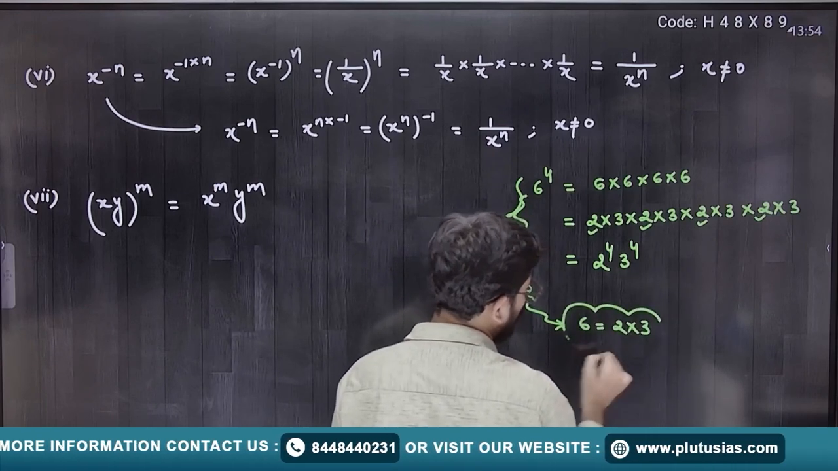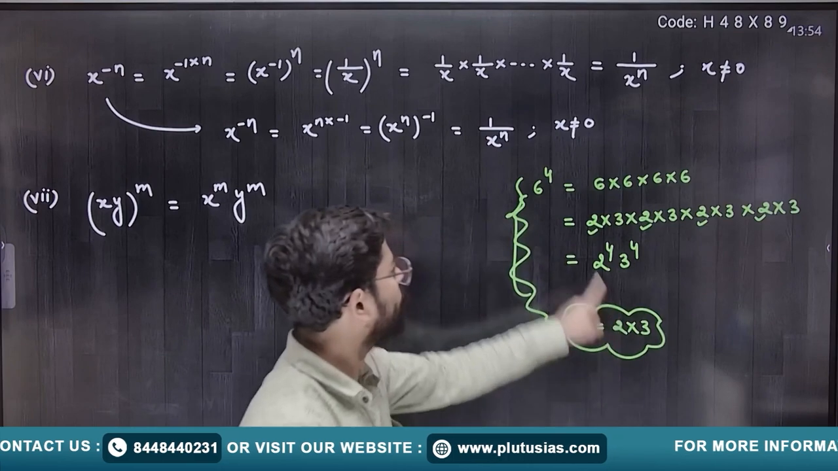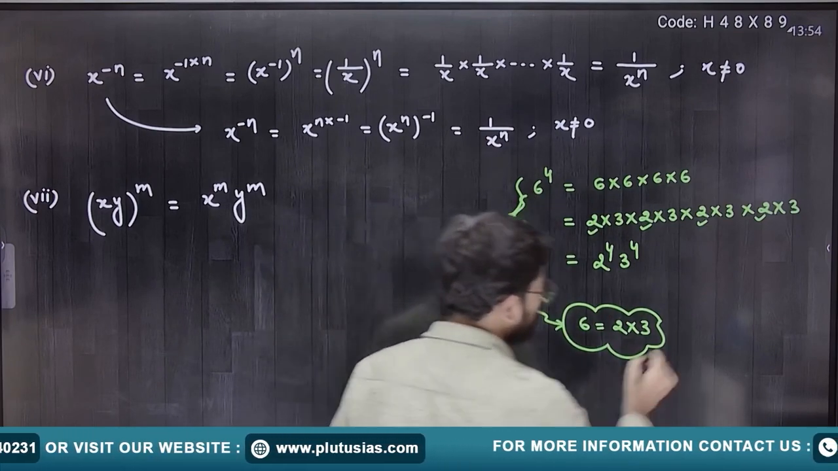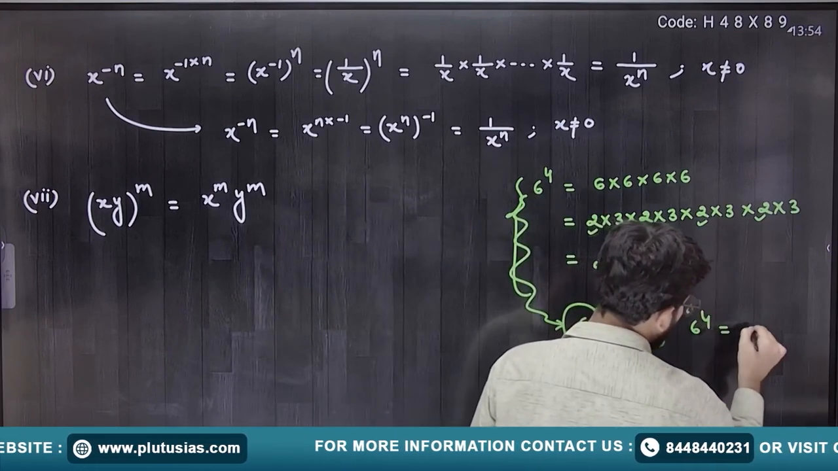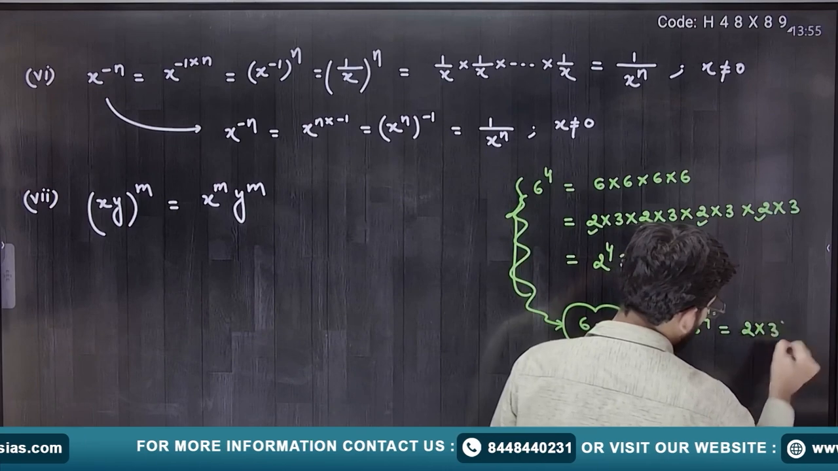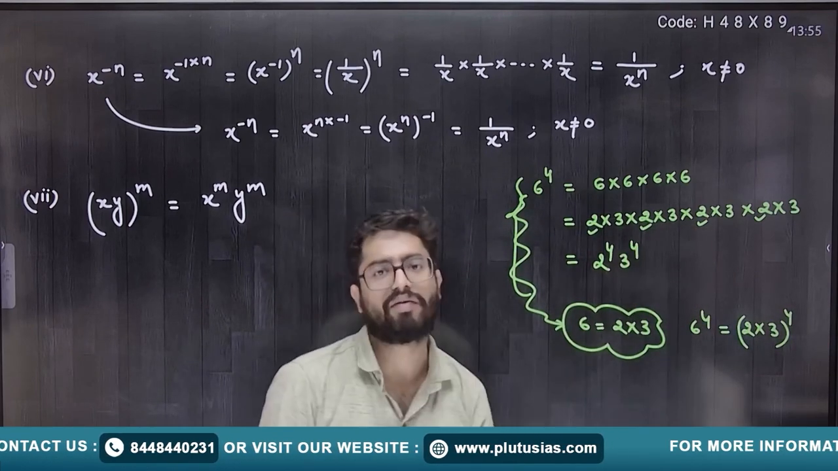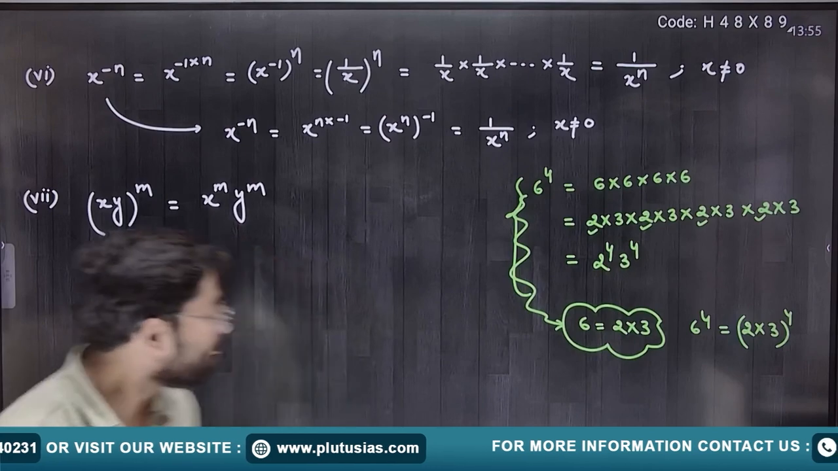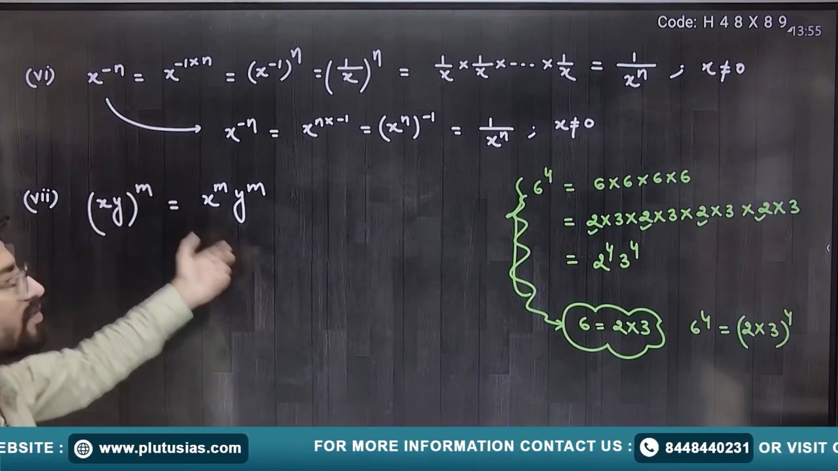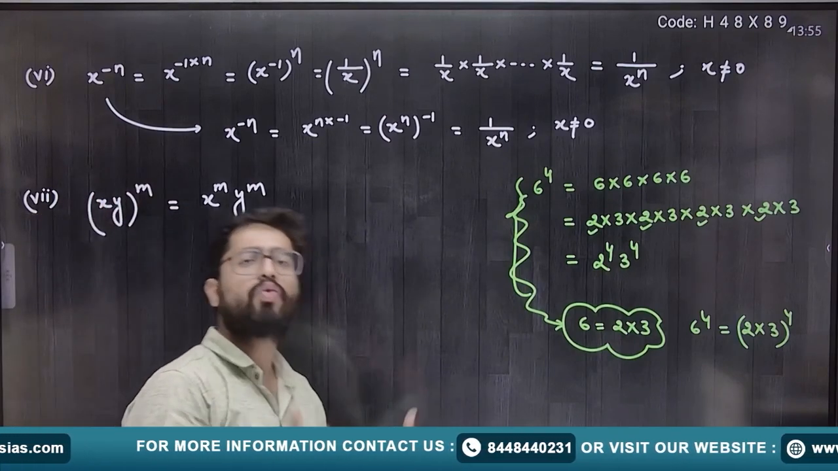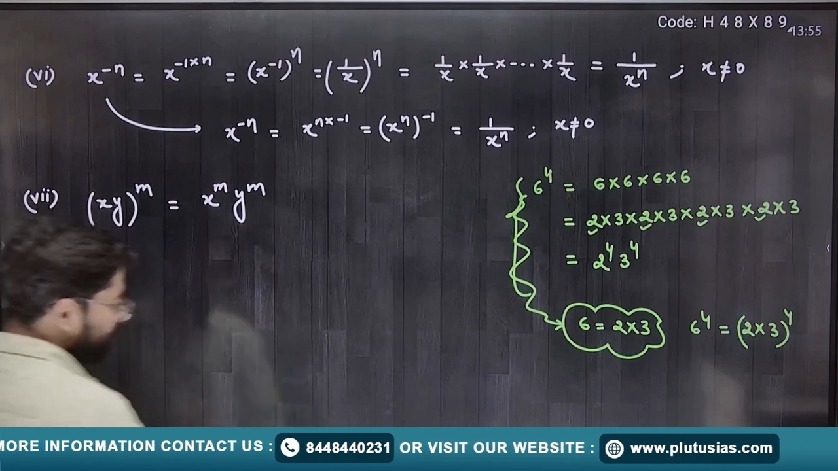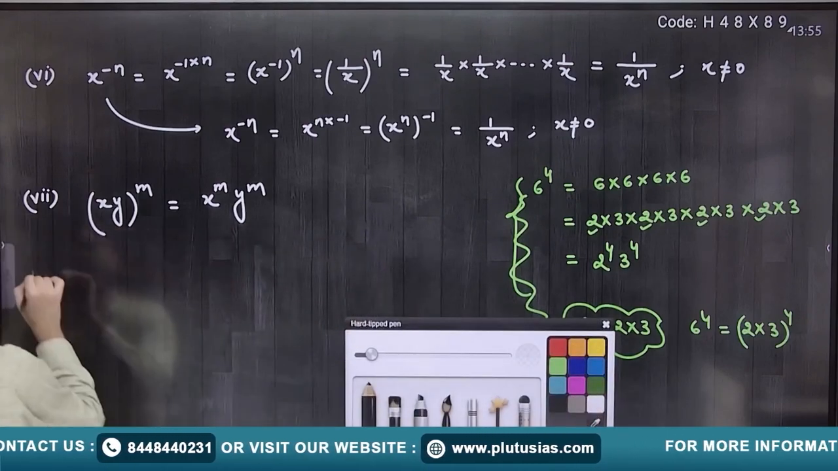Okay, x into y, so this is xy. 6 power 4 can be written as 2 into 3 power 4, which is equal to 2 power 4 and 3 power 4. So you can say here xy power m gives you x power m into y power m. Clear? Next one.